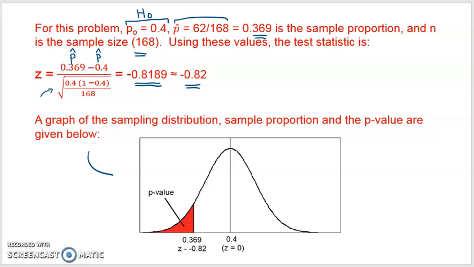Here's a graph. I'm really a visual learner. Here's a graph of the situation. If the null hypothesis is true, if the proportion of healthy indicators downstream is 0.4, we should see proportions close to 0.4. We took a sample. We got a sample proportion, p hat, of 0.369. That p hat has a z-score of negative 0.82, which means that 0.369 is a little less than 1 standard deviation less than the mean. The p-value is the probability of finding that p hat.